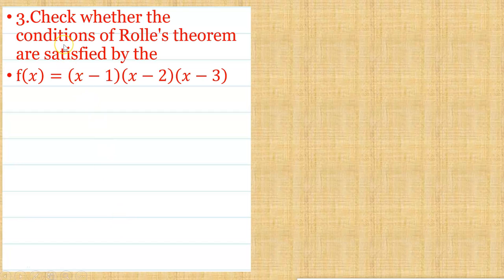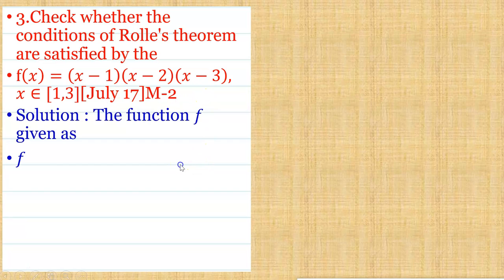Now the next problem, problem number 3. Check whether the conditions of Rolle's theorem are satisfied by f of x is equals to x minus 1 into x minus 2 into x minus 3 where x belongs to closed interval 1, 3. This example was asked on July 17 for 2 marks.